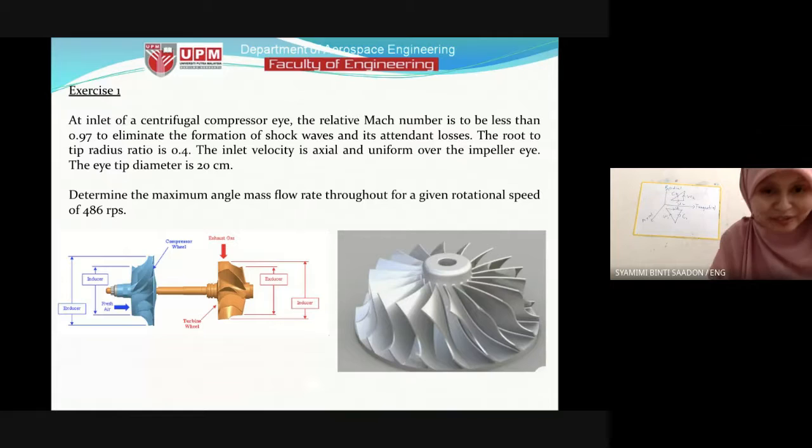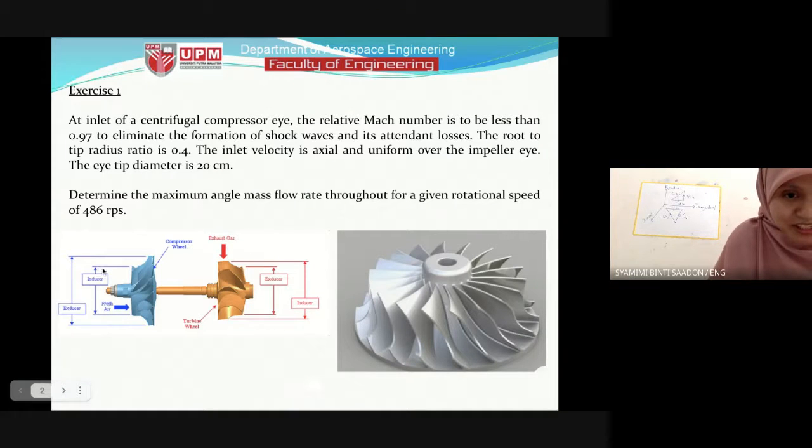I'm not sure if you can view this one. I just put these graphic figures for you to understand better. Where are those parameter values? So the root to tip radius ratio is 0.4 at the inducer. The blue one is the compressor. This one is the turbine. So we forget about the turbine first. We just focus on the compressor first.